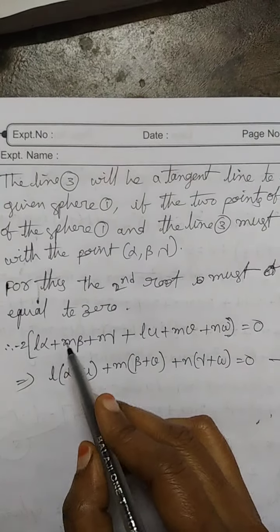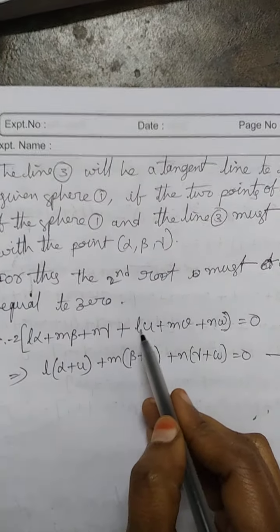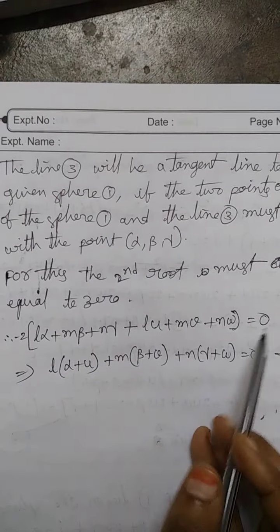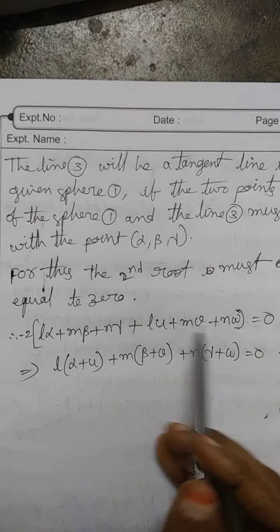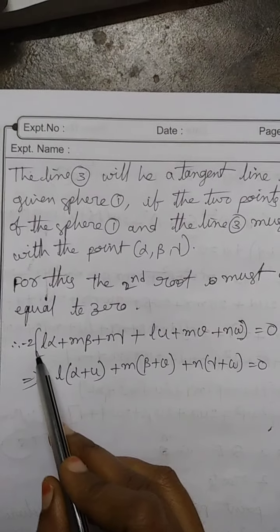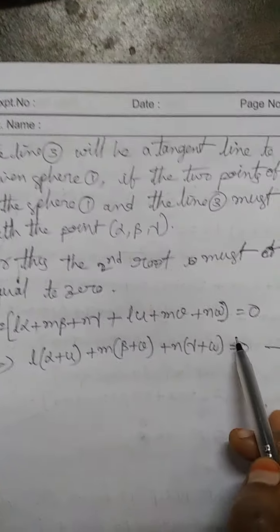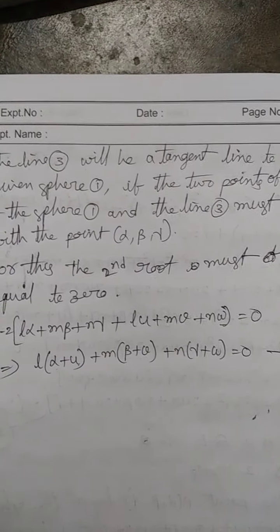That means minus 2 into (L alpha plus M beta plus N gamma plus Lu plus Mv plus Nw) equal to 0. If you take 2 to the right side, 0 by minus 2 is 0. In these terms, L is common: L into (alpha plus u) plus M into (beta plus v) plus N into (gamma plus w) equal to 0. This is equation number 8.